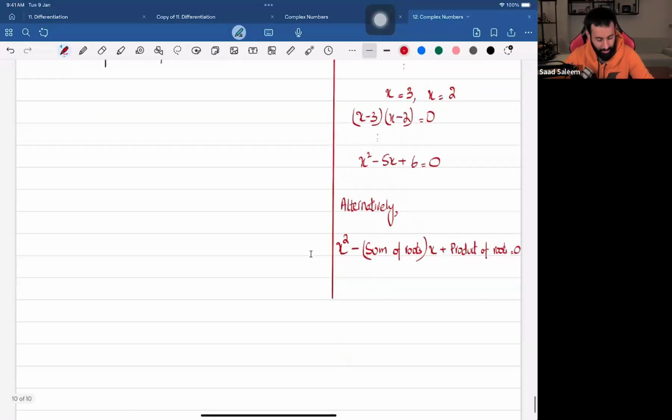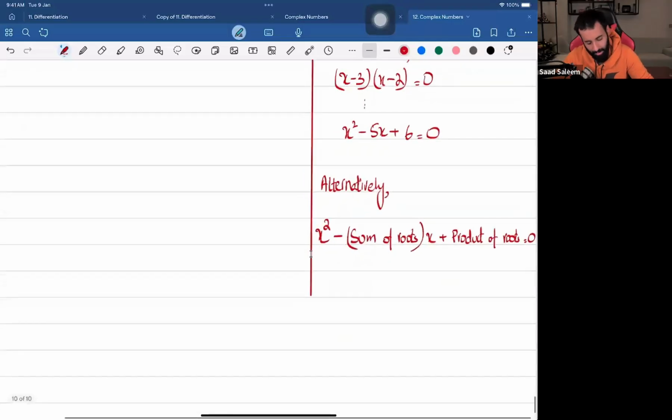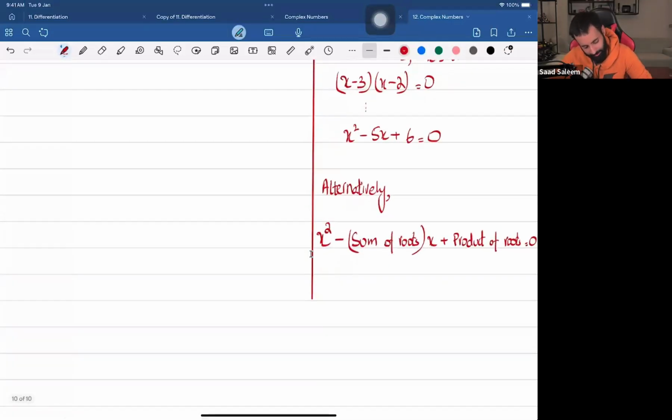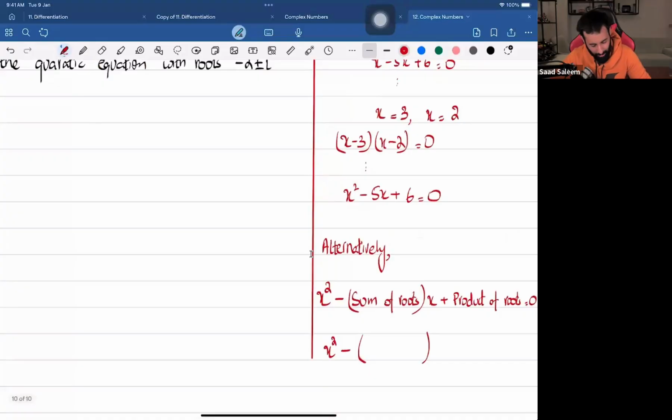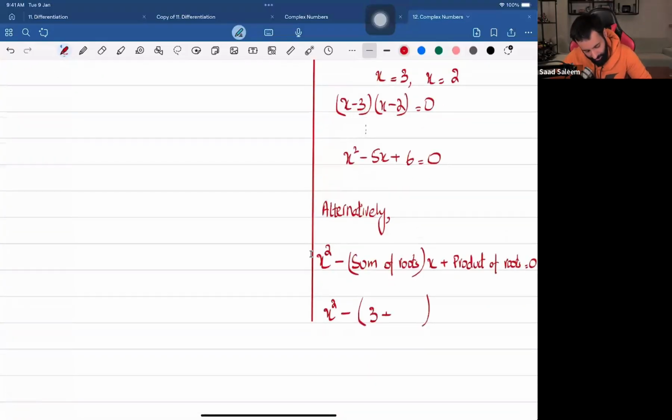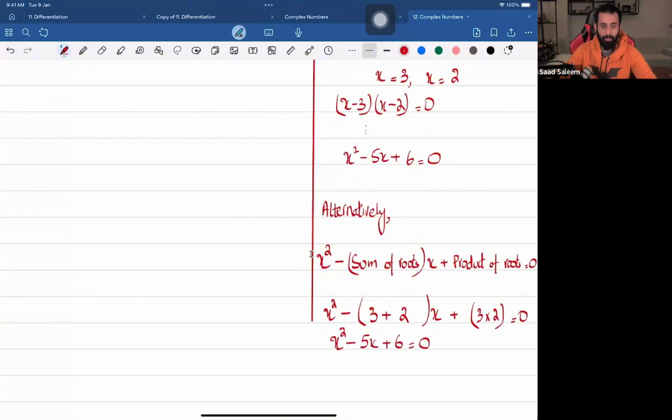Now notice how this works, and this works like a charm. So x squared, minus, this minus sign stays as it is. Sum of roots. What are the roots? 3 and 2. So that means their sum would be 3 plus 2. Don't forget to put an x outside the bracket, plus the product of roots, which means 3 into 2 equals 0. And notice the equation that we get in the end. We get x squared minus 5x plus 6 equals 0. We get the exact same equation.